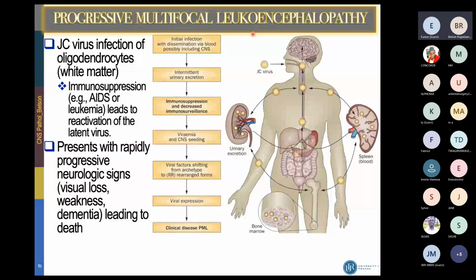So progressive multifocal leukoencephalopathy, it is caused by a virus called the JC virus of oligodendrocytes. So it is seen more in people who are immunocompromised, such as AIDS patients or leukemia patients. And because when someone is having immunosuppression, there will be the activation of the latent virus.